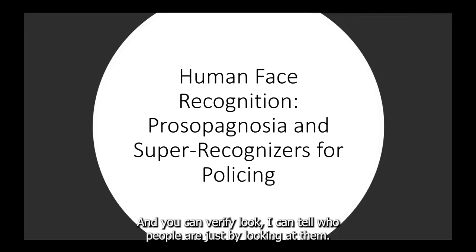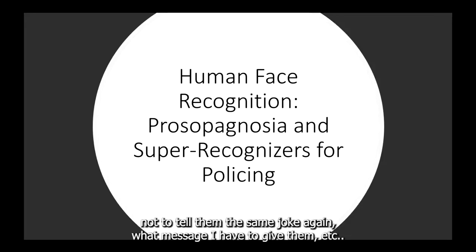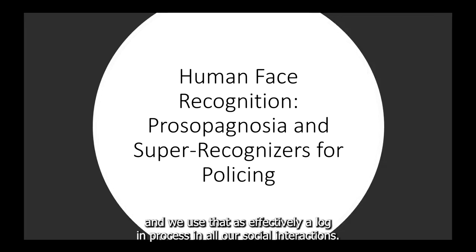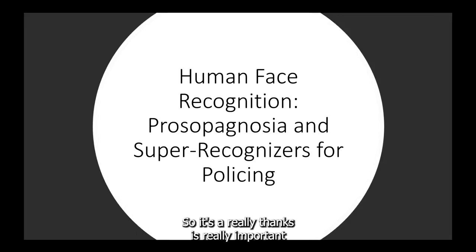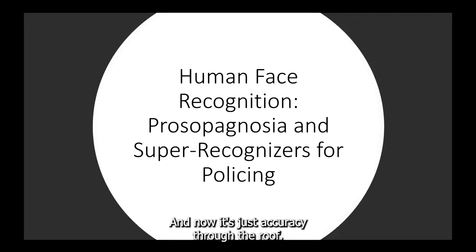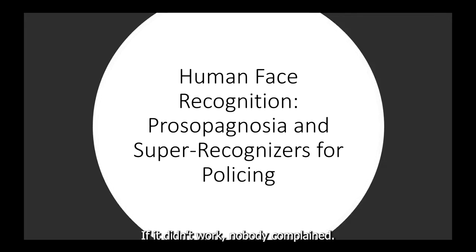And you can verify, like I can tell who people are just by looking at them if I recognise them, and I can remember what joke I told them last and not to tell them the same joke again, what message I have to give them, etc. Basically your face radiates your identity, and we use that as effectively a login process in all our social interactions. So face is really important, and that's why it's always been such a big activity in computer vision. And now accuracy is through the roof. It's really good. And that's why people are complaining about it, because it's really good. If it didn't work, nobody would complain. Okay.